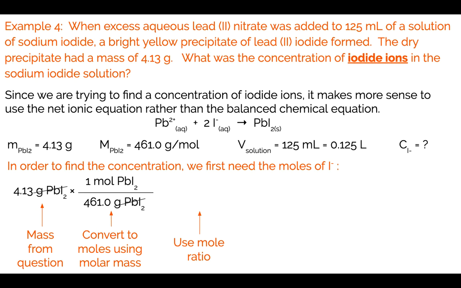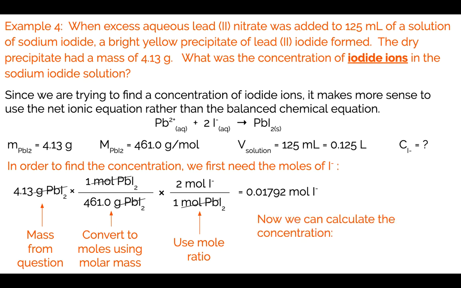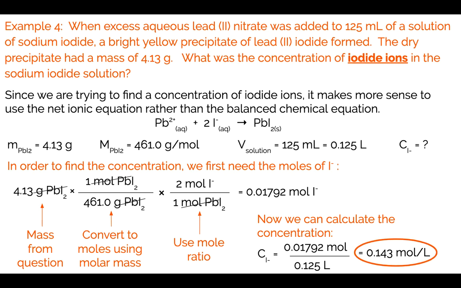We're going to use the mole ratio from our net ionic equation, which tells us that there are 2 moles of I- for every 1 mole of PbI2. When we calculate that out, we find that there are 0.01792 moles of I-. We know the volume, so we can calculate the concentration by dividing the moles by the volume of 0.125 liters, and we get an answer of 0.143 moles per liter.